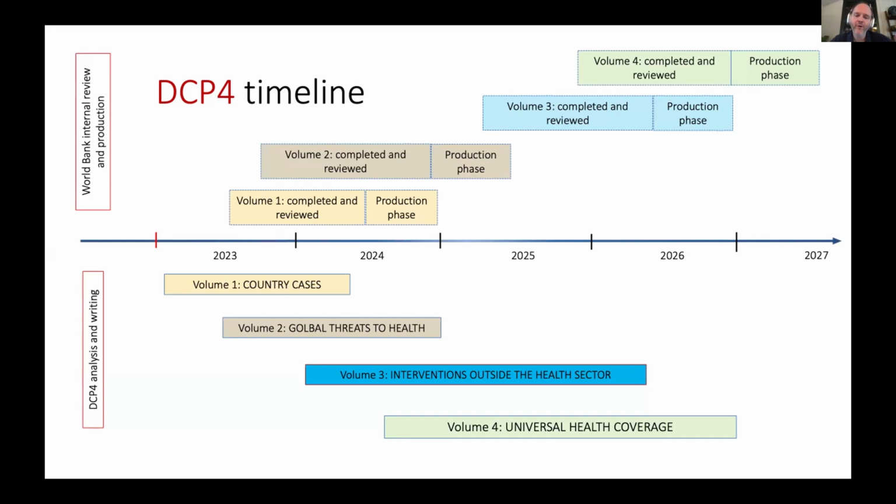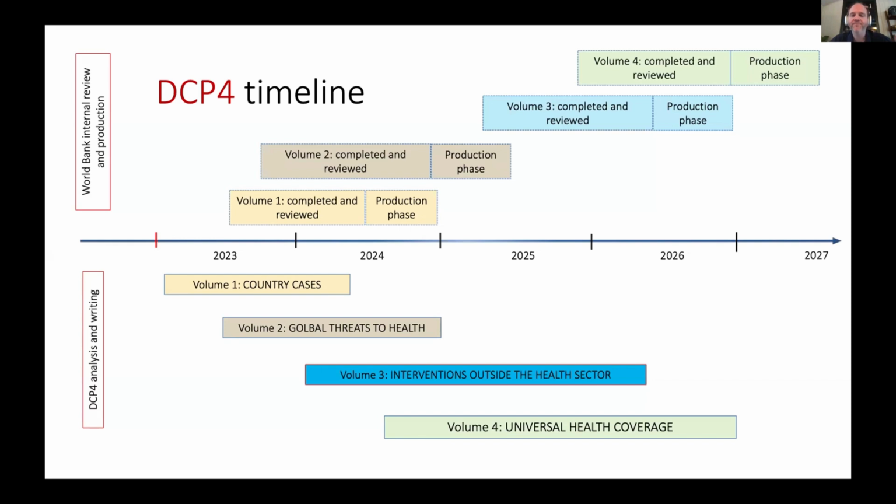The third volume and fourth volume are more of an update of DCP3 in the areas of intervention and policy recommendations. The third volume is focused exclusively outside the health sector at interventions that improve health but are not implemented by health ministries. So things like tobacco taxes, road safety measures, water and sanitation, and so on. And the fourth volume is really an update of the universal health coverage and health sector and clinical medical content from DCP3.